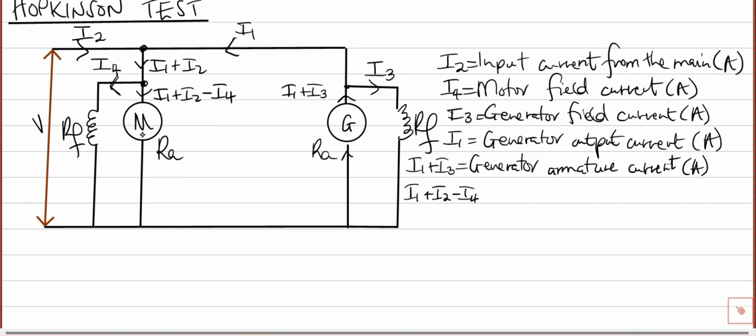Since it's passing through the motor armature, in this case this is going to be our motor armature current, measured in amps. So these are our currents. We need to make sure we know all of these symbols. This calculation is very friendly if you know the name of your symbols.